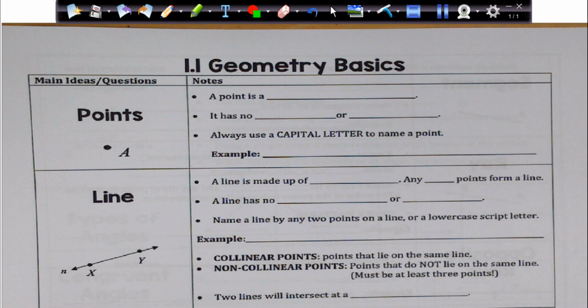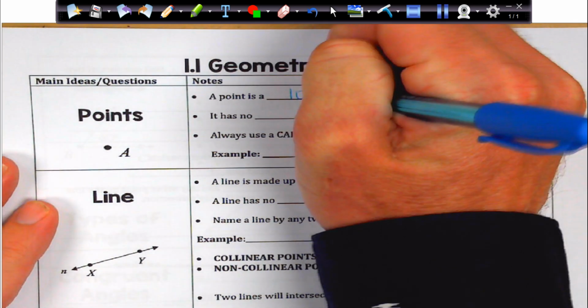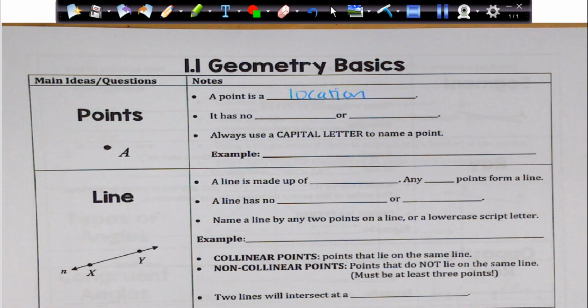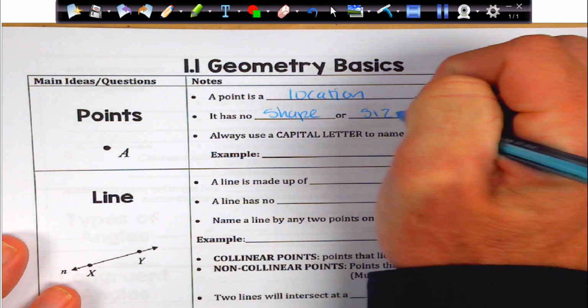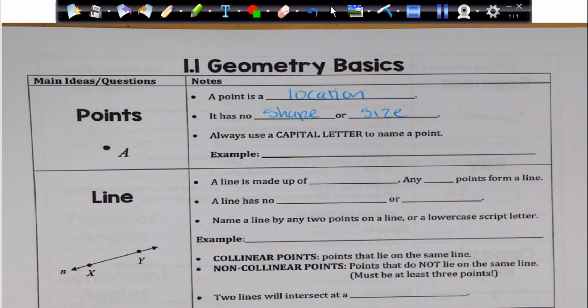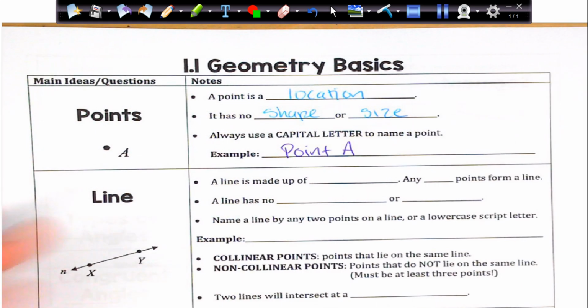So we need some basic vocabulary here. What is a point? A point is a location, so it really defines a place. It doesn't really have any shape, no shape, and it has no size whatsoever. And we always use a capital letter to name a point, for example, point A.